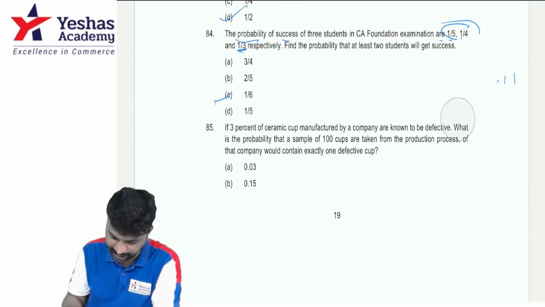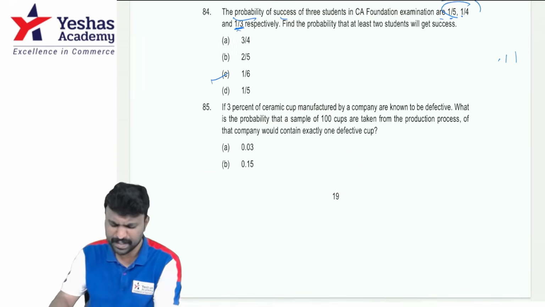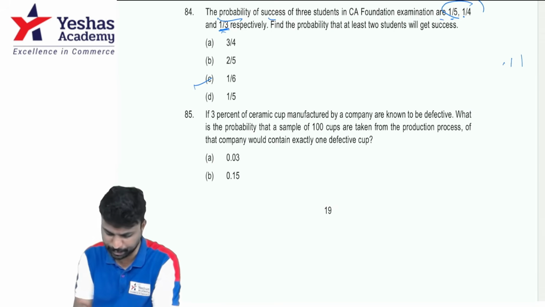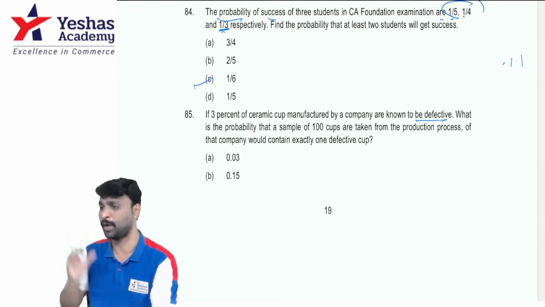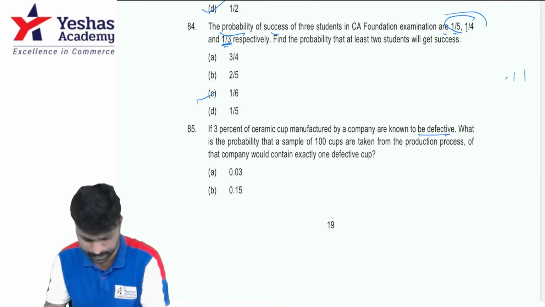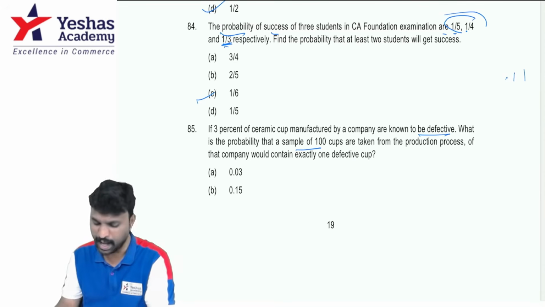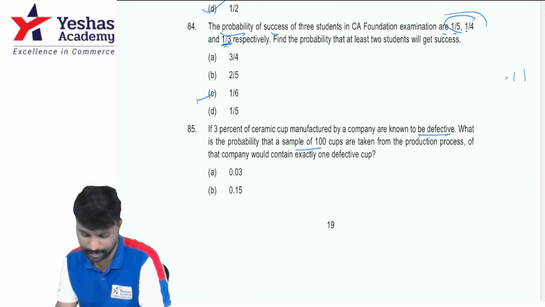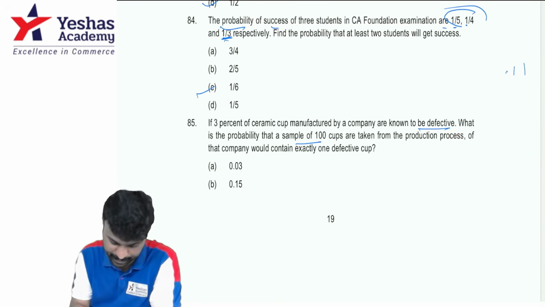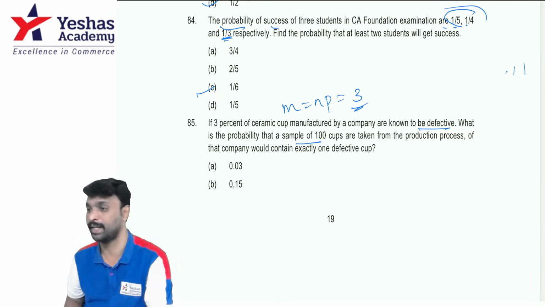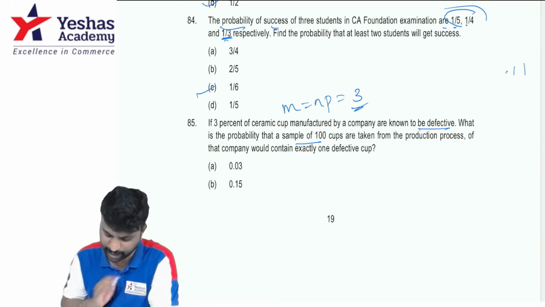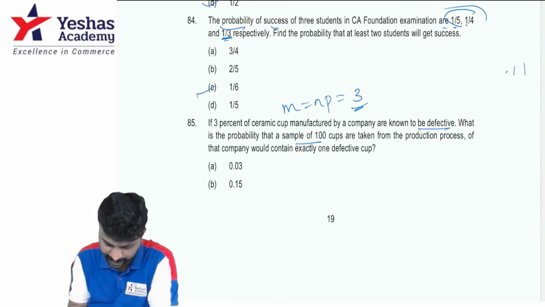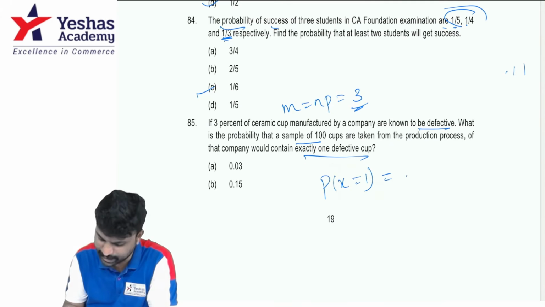Question number 85. 3% of ceramic cups manufactured by the company are known to be defective. Guys, the probability of success is very less. What's the probability that in a sample of 100 cups, so obviously I have to use what? Poisson distribution. So m is equal to n into p. 100 into 3% is 3. Correct? 100 into 3% is 3. So the m value I got. So I need to find exactly one defective cup. P of x equal to 1. Let me find it out first. So it is e power minus m, m power x by x factorial.